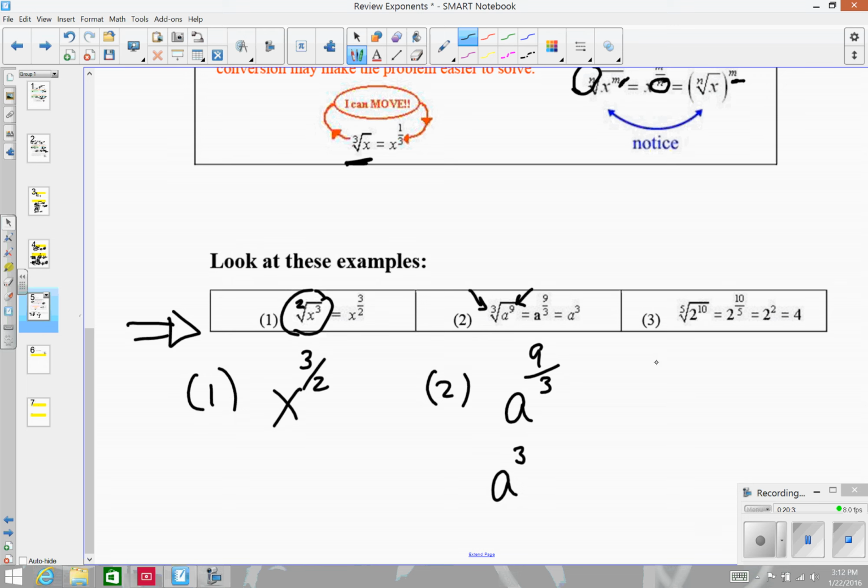In this third example, 5 is the index, that becomes the denominator of my exponent. 10 is the power that 2 is being raised to, that goes in the numerator. And I can simplify that 10 over 5 to be 2. Take 2 to the second power, get 4.